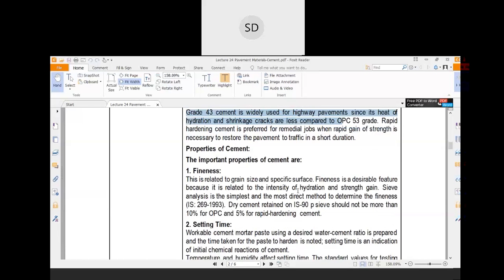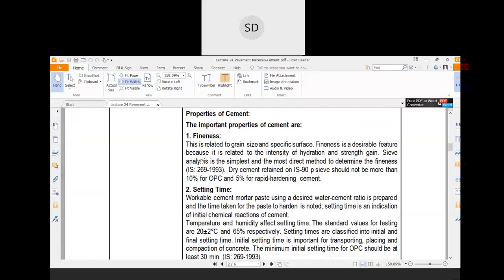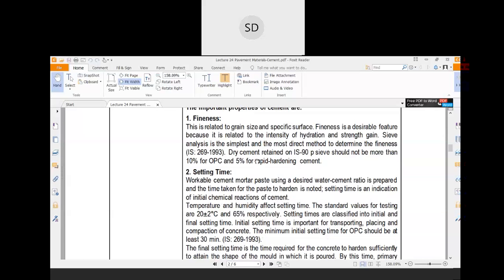Now there are different important properties of the cement, like fineness. This is related to grain size and specific surface. Fineness is a desirable feature because it is related to the intensity of hydration and strength gain. Sieve analysis is the simplest and the most direct method to determine the fineness of the cement.